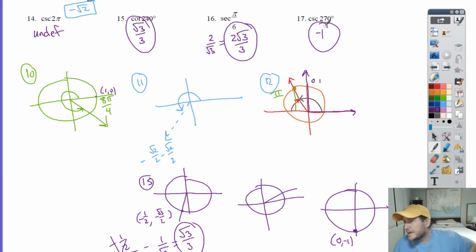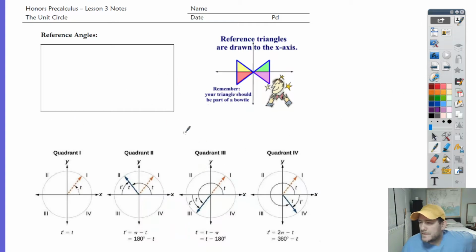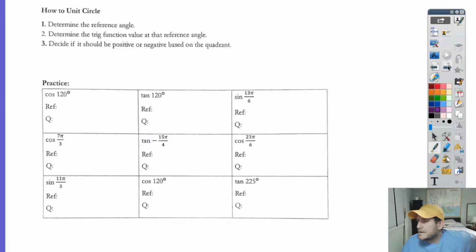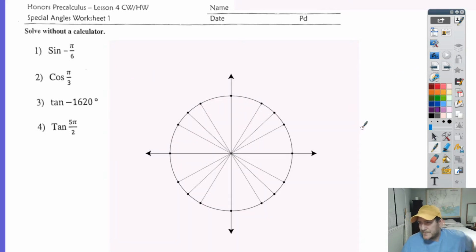Okay, done. Now there's a bazillion more. I talked about reference angles, I don't need to do it again, but I explained all this too. So here's just a bunch of questions I'll walk you through. I think I said odds, so I'll do the odds and that's it.